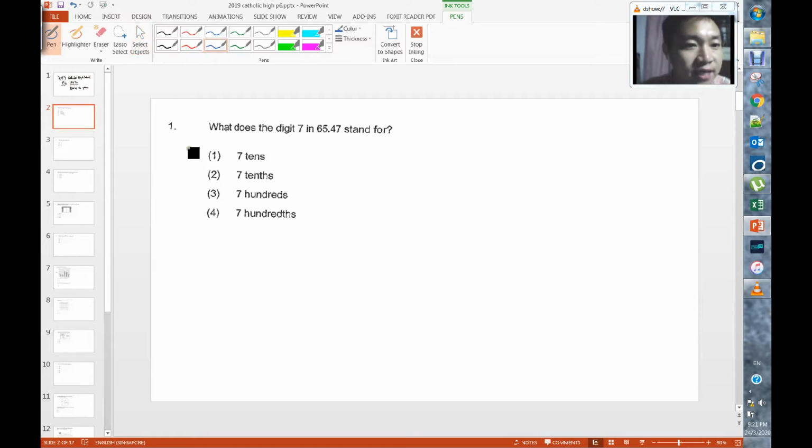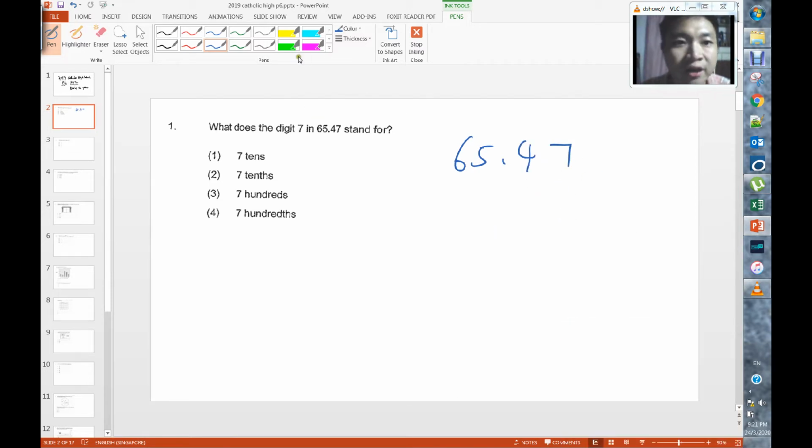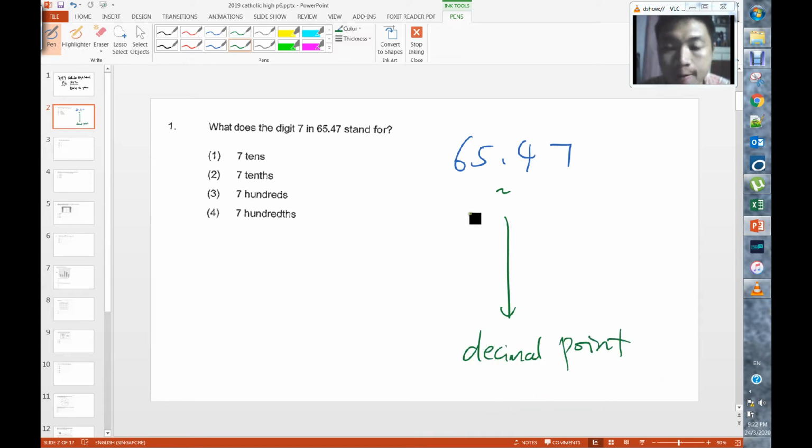Over here it says, what does the digit 7 in 65.47 stand for? So basically you have 65.47 here. The important thing is you have to identify the decimal point first. So this is the decimal point, and to the left of the decimal point you have 5 as the ones position, and then 6 as the tens position, and you don't have anything beyond 6, right?